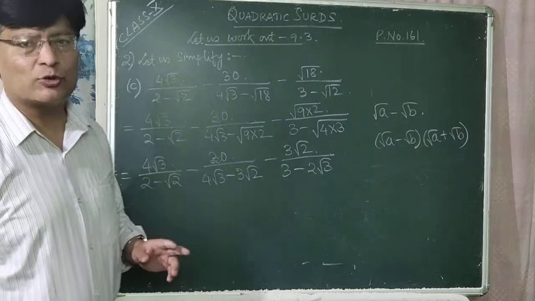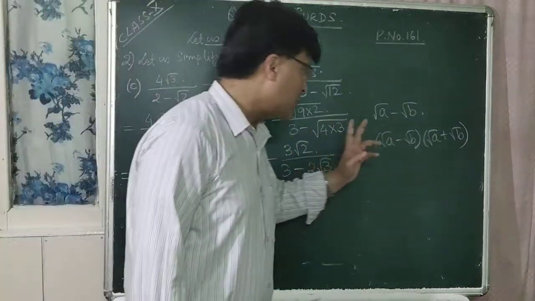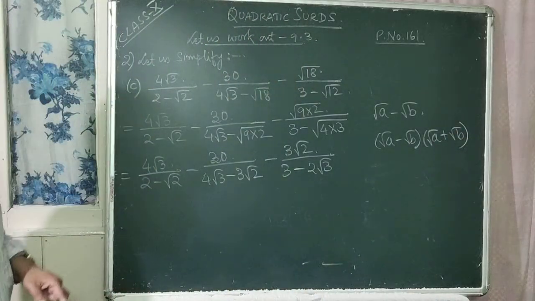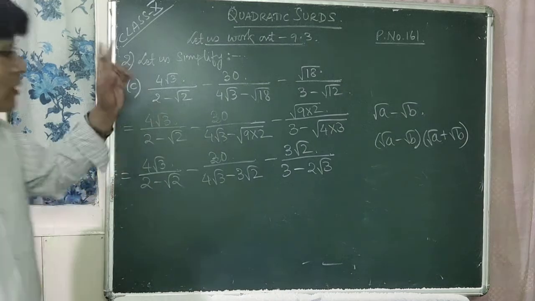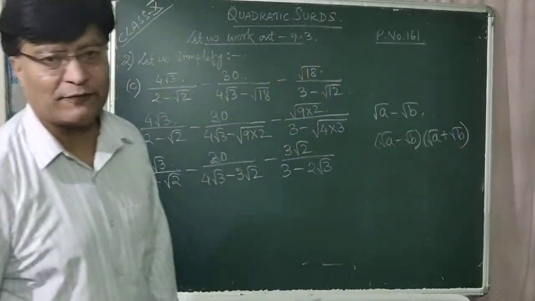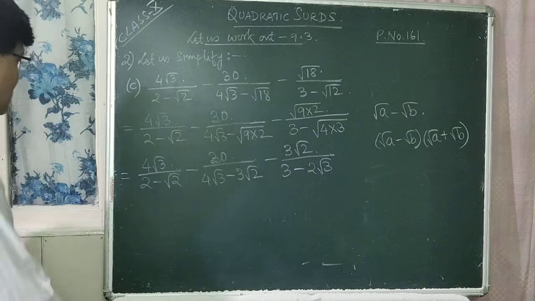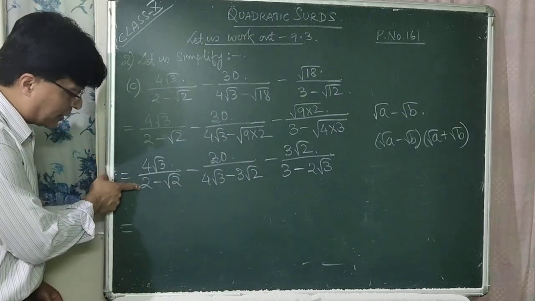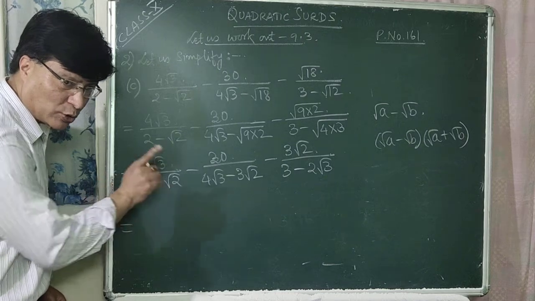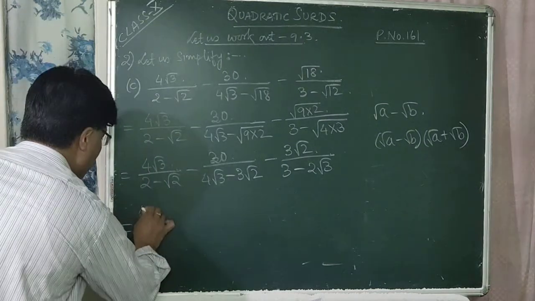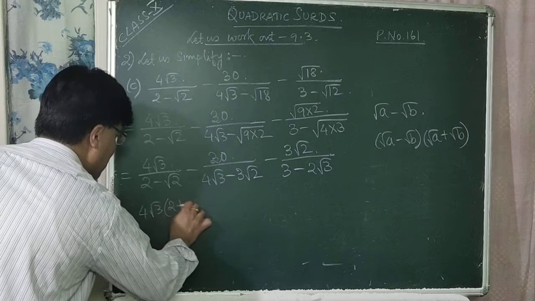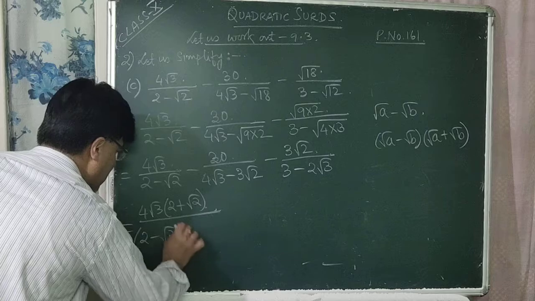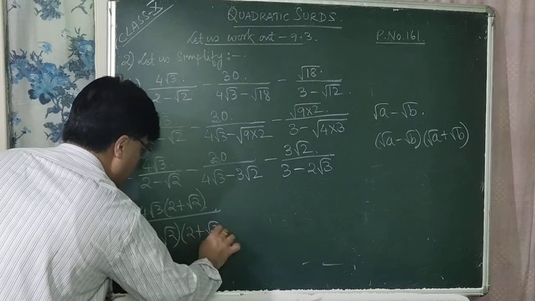So √a + √b is known as the conjugate factor of the factor √a − √b, or it is also known as the rationalizing factor. Is that clear? So by which expression will you multiply both numerator as well as denominator? It is 2 + √2. So it is 4√3(2 + √2) divided by (2 − √2)(2 + √2).